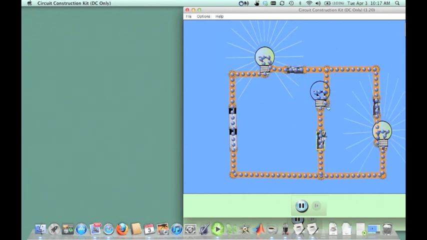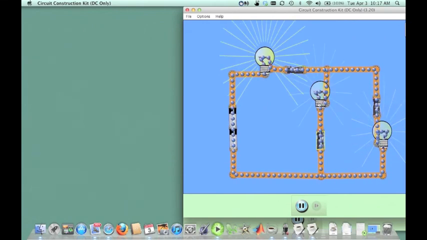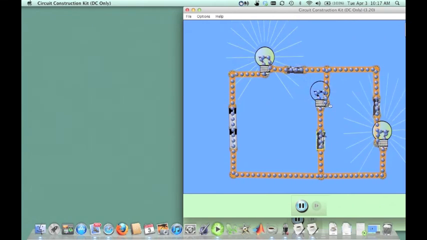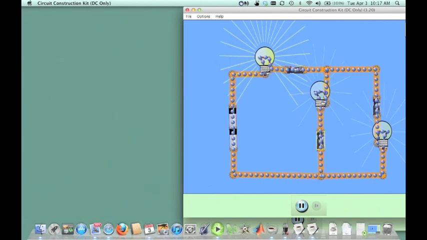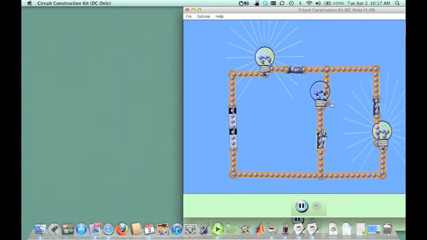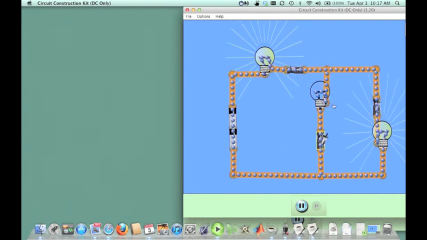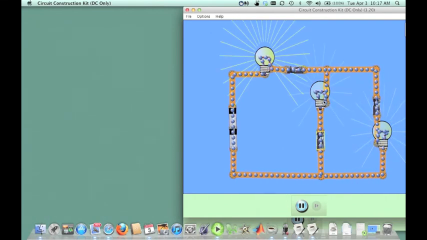So the middle light bulb, of course, goes off. There's no current flowing through it. But look what happened to the brightness of the brightest one. It went down. And the brightness of the number 3 one went up. Right? Okay, so how do we understand that? How do we explain that?